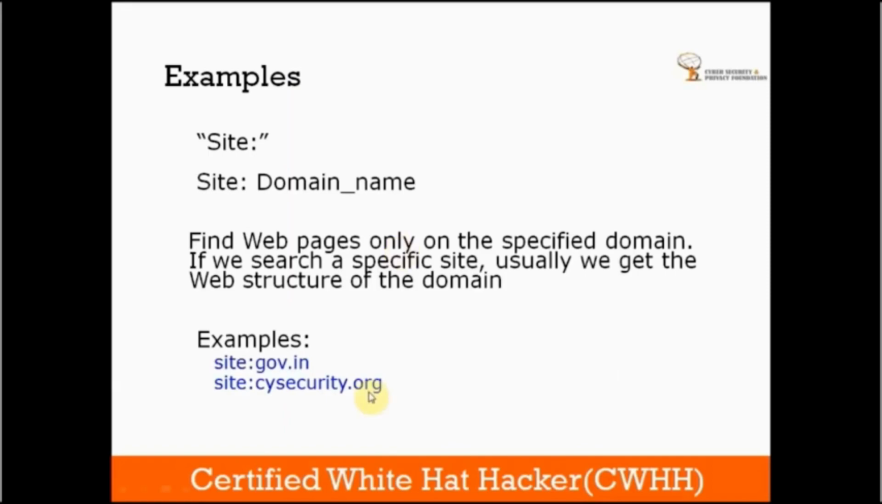So let's look at some examples. Let's look at the site operator and how you use it. So use site: the domain name, and it only finds the web pages for that specific domain. And this is what an example search looks like. So site:gov.in, and another example is site:cybersecurity.org.